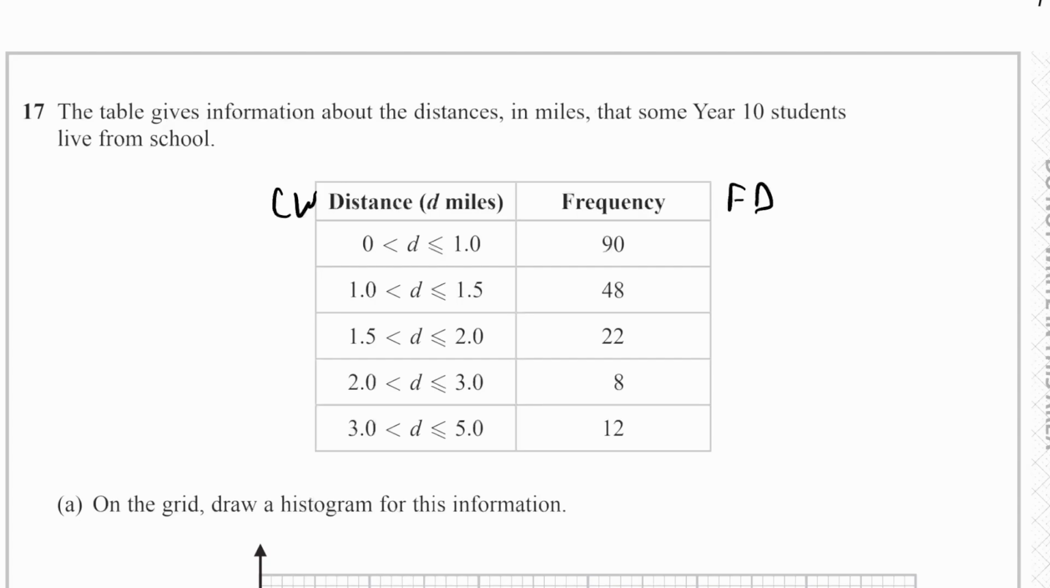So the class width, and this is 1. And then 1 to 1.5 is 0.5. And then 1.5 to 2 is 0.5. And then 2 to 3 is 1. And then 3 to 5 is 2. So we worked out the class width for each of them.